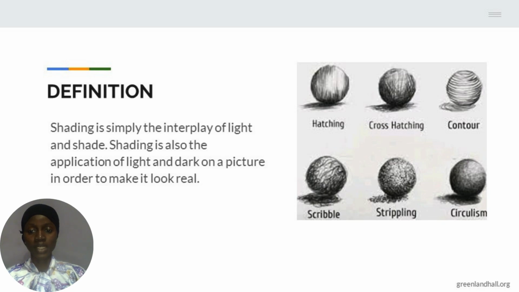What do we understand by shading? Shading is simply the interplay of light and shade. It is also the application of light and dark on a picture or an object to make it look or appear real. The process of us adding light or dark to an object to make it appear in a three-dimensional way, either by painting or by using our pencil or charcoal to add that effect, is known as shading.